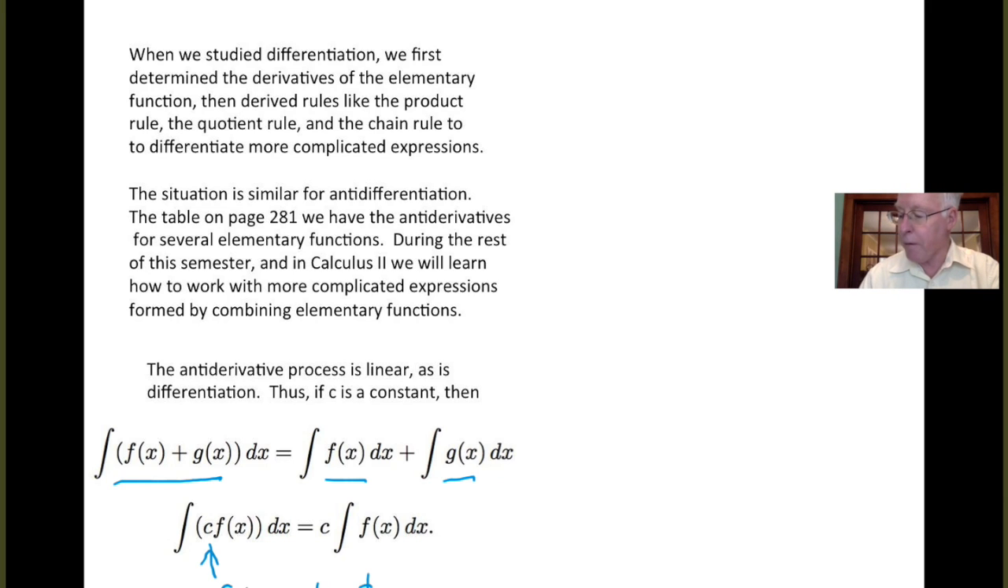Likewise, for constant multiples, here c is a constant. Constant multiples of functions can be pulled out in front of the integrals. So the antiderivative of c times f of x dx is equal to c times the antiderivative of f of x with respect to x. And again, we have the constant multiple rule in differentiation that matches this.